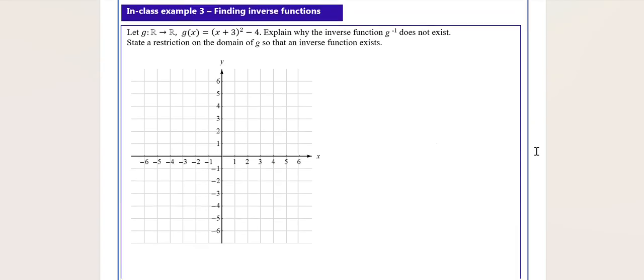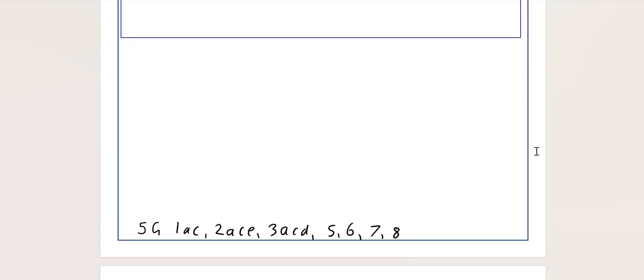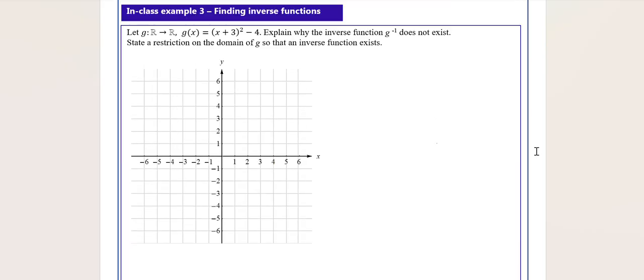Now, the last example we're going to be going through is going to involve a lot of space because there's a bit to it. We've got a function g(x) which is going to be (x + 3)² - 4. What we want to do is first of all explain why the inverse function g inverse does not exist. We've got a domain of R, and that's going to be relevant to that. Then we want to state a restriction on the domain of g so that an inverse function exists. So this one's got a lot going on.